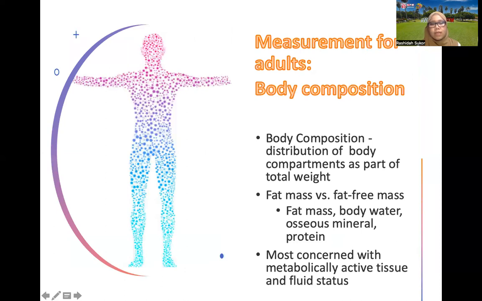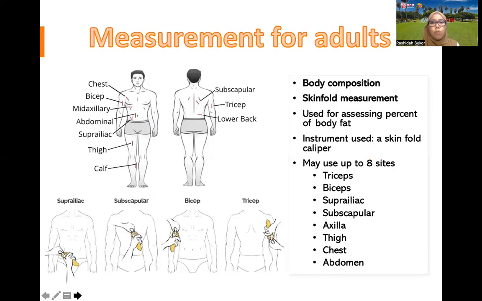The other one is body composition. Body composition is the distribution of body compartments as part of the total weight. For example, it takes into consideration fat mass versus fat-free mass. Fat mass, body water, excess mineral, and also protein should be considered. It is most concerned with metabolically active tissue and fluid status.